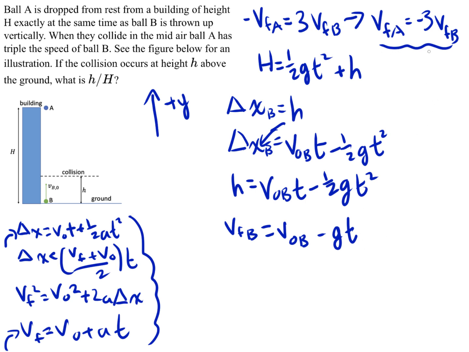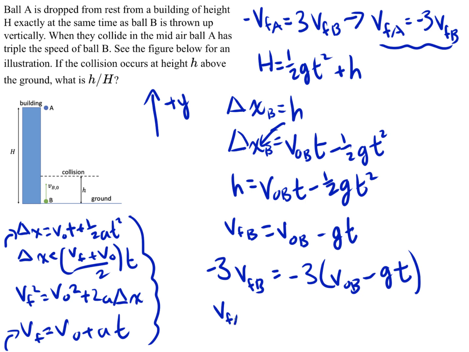Now, if we look back at this condition we need to satisfy, we can multiply both sides by -3 to get minus 3 times the velocity of ball B at the collision is equal to minus 3 times the initial velocity of B minus gt. And looking back at this definition, we see that that is equal to the velocity of ball A during the collision. And that is going to be equal to minus 3 times the initial velocity of B plus 3gt. And I just simply distributed here.